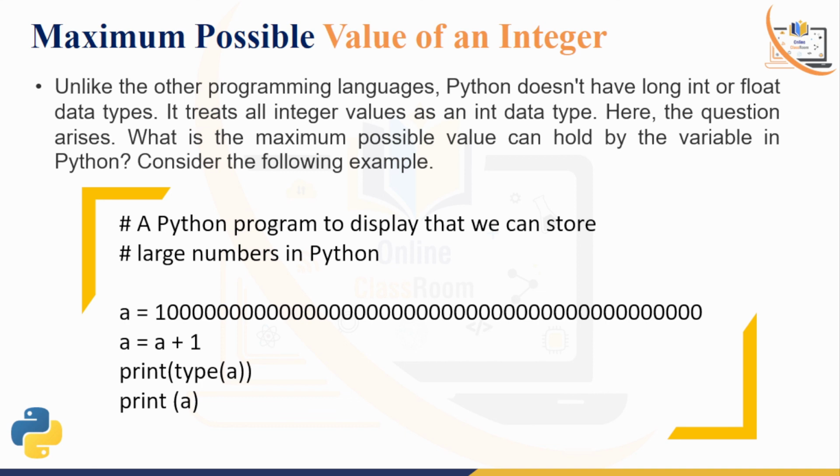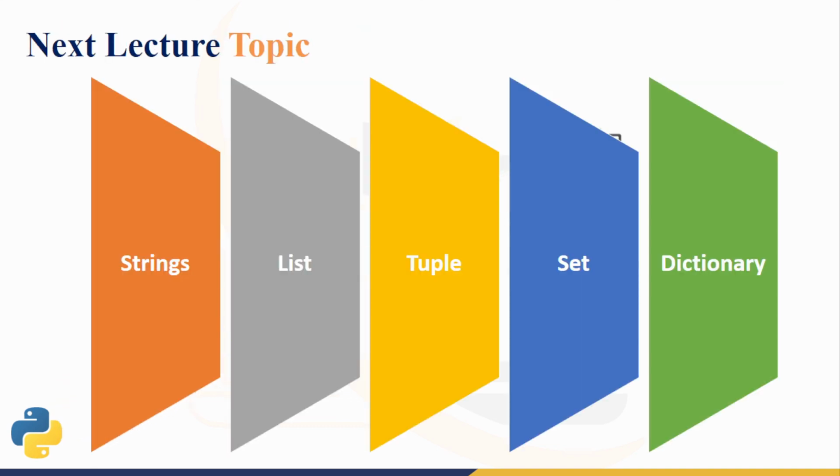So this is it for today. In the next lecture, there are many more things in Python: string, list, tuple, set, and dictionary. We will discuss what a string, list and tuple are, the difference between list and tuple, and what a dictionary is. It means we can maintain a dictionary in Python also.